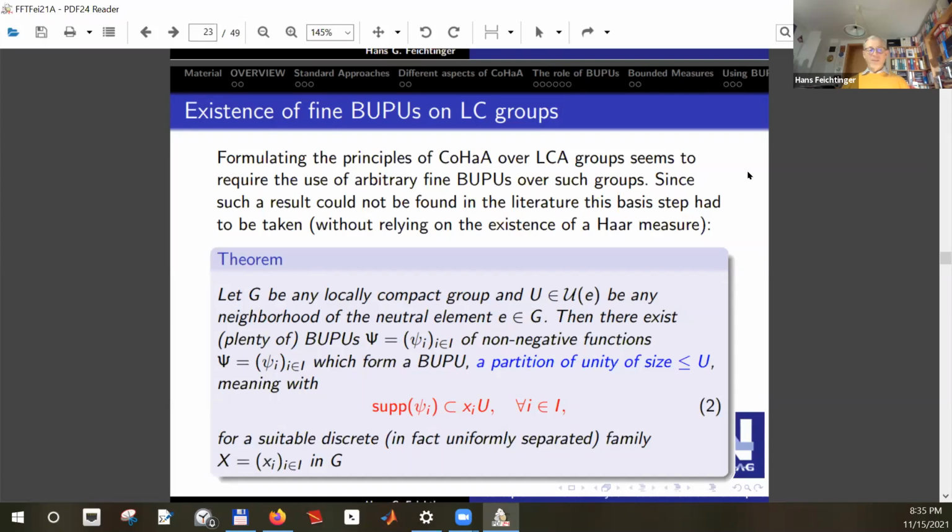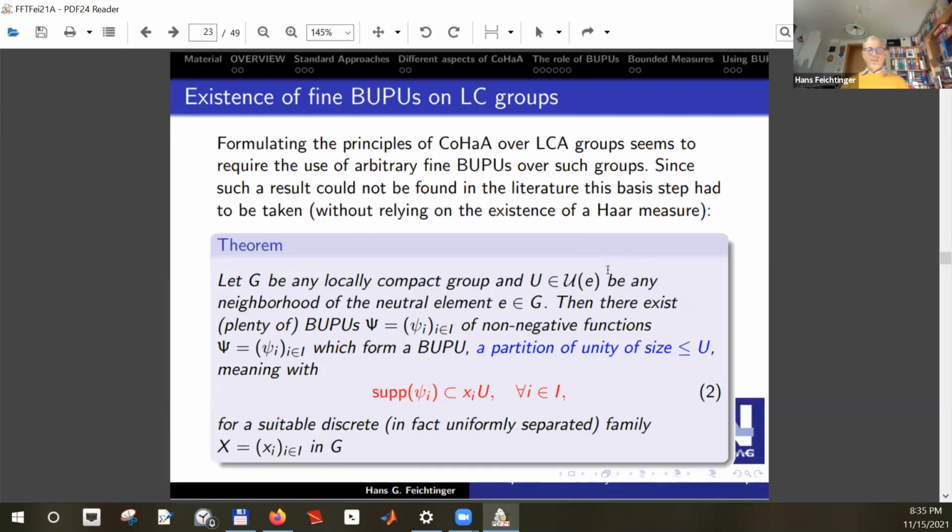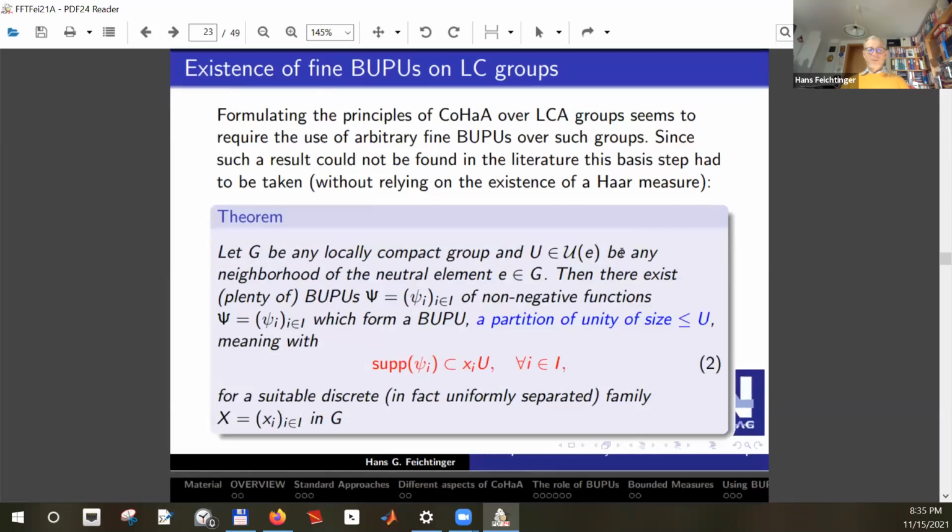And so I realized, and if somebody has a hint, maybe you find something in the literature, but I was not aware of any construction of arbitrarily fine BUPUs on general locally compact groups. So this was one of the things that I was analyzing. I think it was a couple of years ago for a course that I did a sketch, but now I have looked at this. So the new statement, I think, is the following.